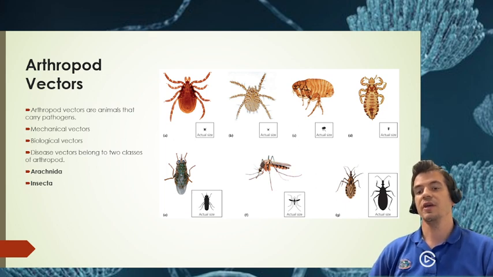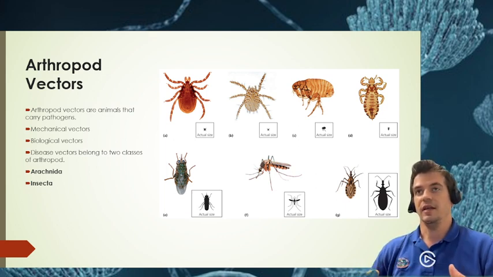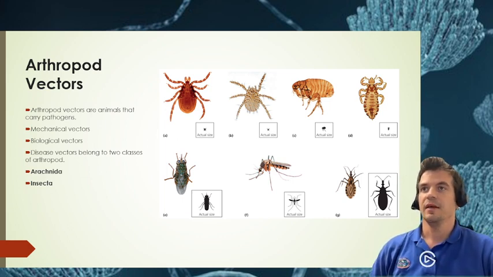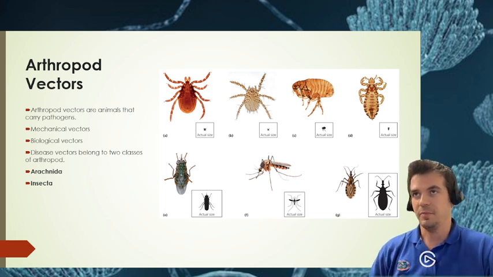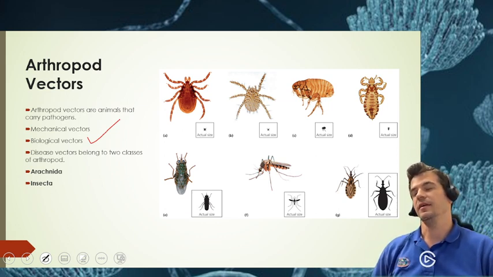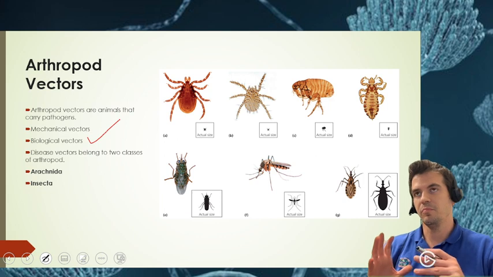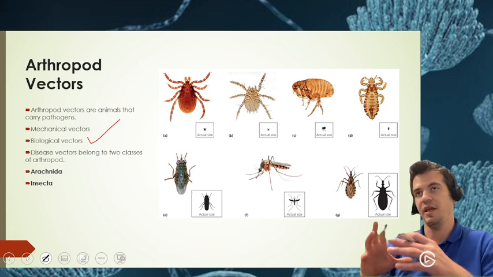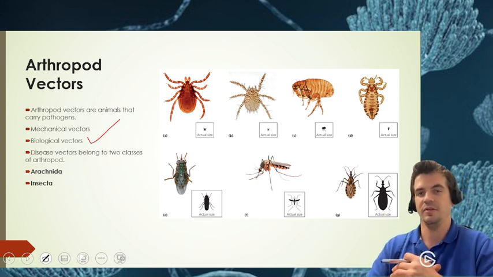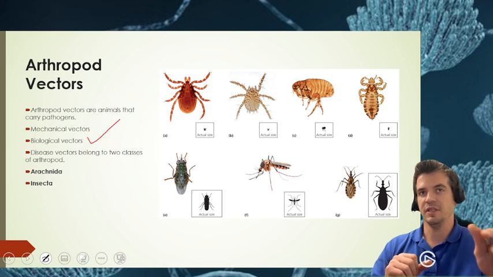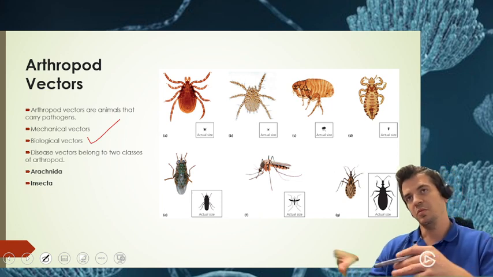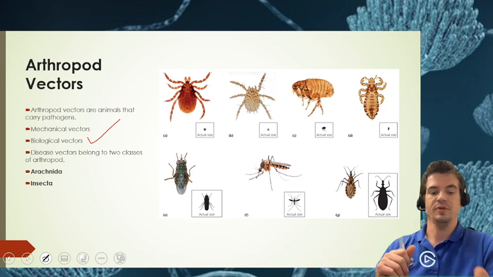A mechanical vector carries it on itself, and it kind of just passes it through touching you, maybe touching you over a wound, something like that. But a biological vector is when the parasite or pathogen has a piece of their life cycle within the vector. Okay, so if it grows and divides or is in a specific stage within the vector, then it would probably be in a different stage when it gets into its host.